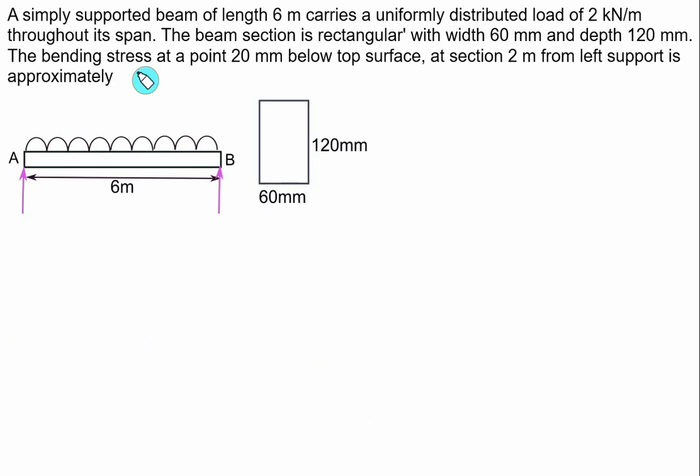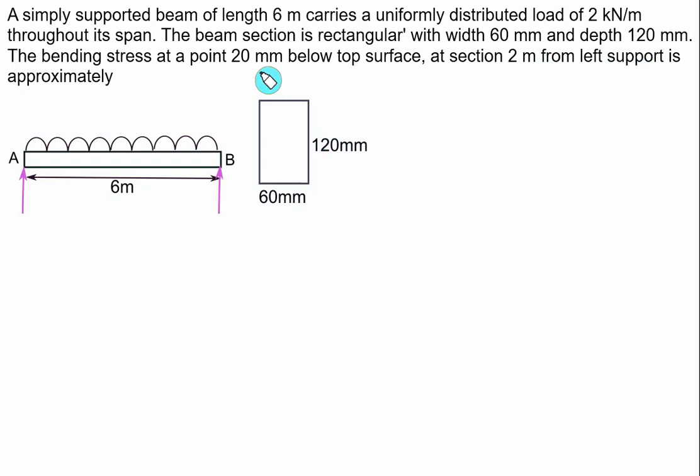A simply supported beam of length 6 meters carries a uniformly distributed load of W equal to 2 kN per meter throughout its length. The beam section is a rectangular section with a width equal to 60 mm and a depth equal to 120 mm. The bending stress at a point 20 mm below the top surface at a section 2 meters from the left support we have to calculate.